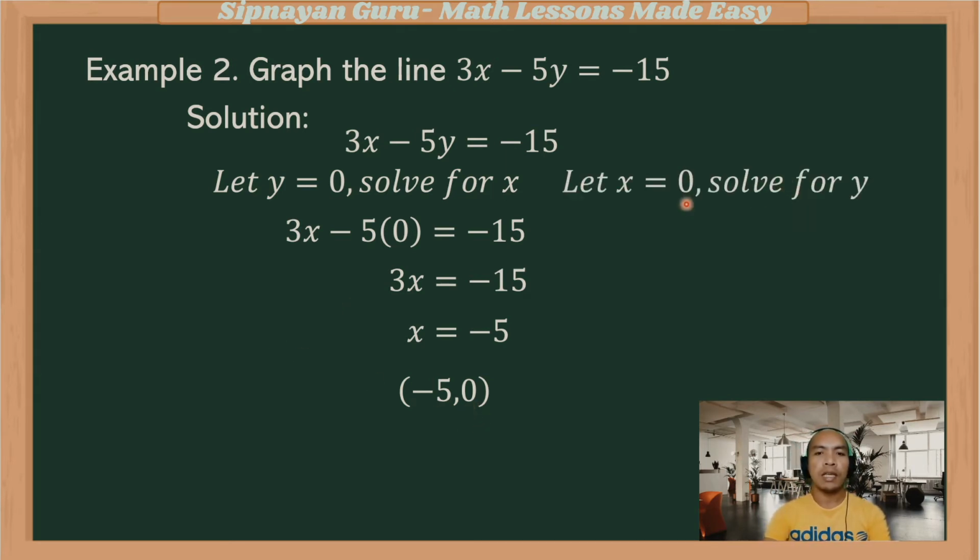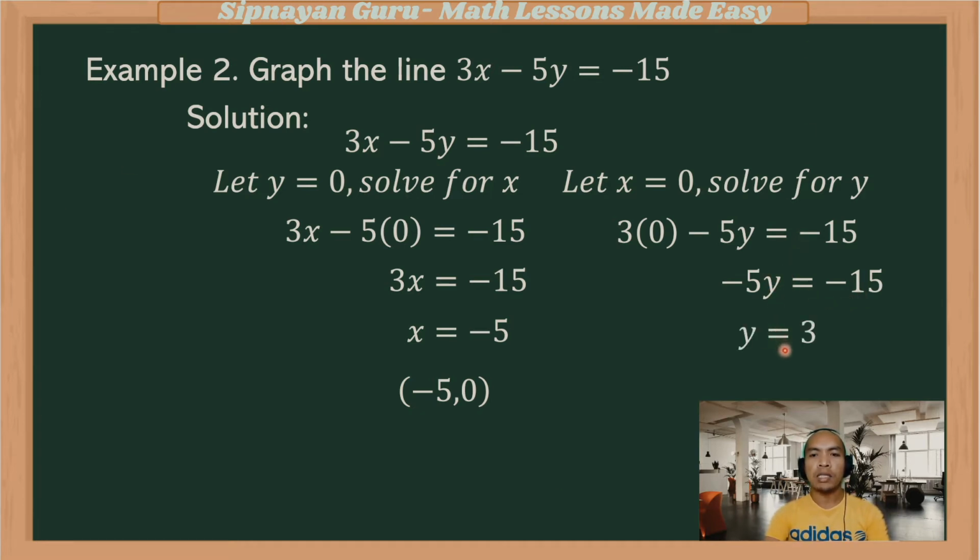Solve for the y-intercept. Let x be equal to 0. Substitute, so 3 times 0 minus 5y is equal to 15. So 0 minus 5y is negative 5y, that is equal to negative 15. Divide both sides by negative 5, so y is equal to positive 3. The ordered pair, or the y-intercept, is (0, 3).